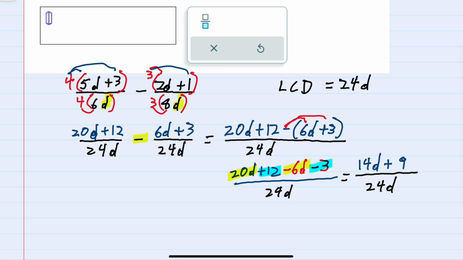And when I have these rational expressions, I always want to check to see if any factors will cancel. There's nothing that factors out of the numerator, so nothing to cancel. This would be our solution in its simplest form.